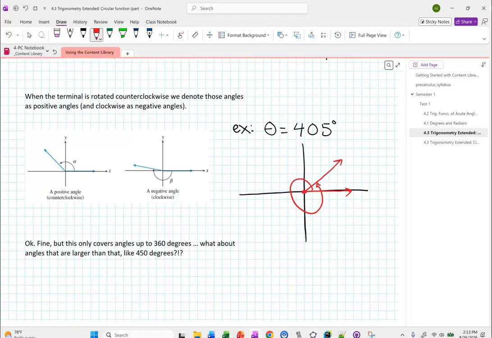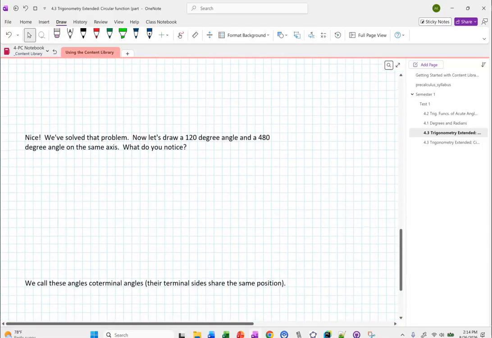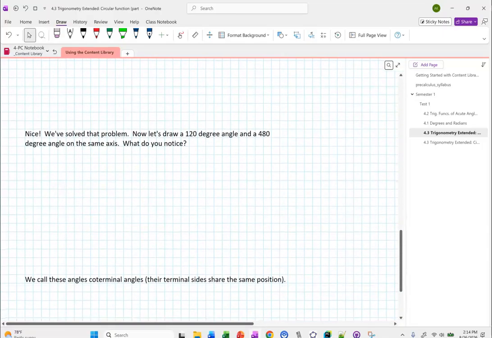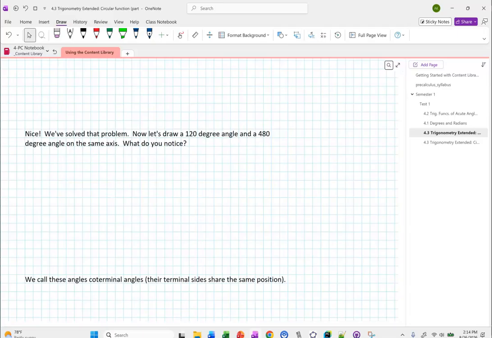By the way, this is called a standard position angle, where we fix the vertex to the origin and the initial side to the positive x-axis and then rotate the terminal side about that pivot point. What do you guys think? So far so good? No big deal? All right. Let's do another example. On the same axis, I'm going to draw a 120 degree angle and a 480 degree angle and see what happens here.